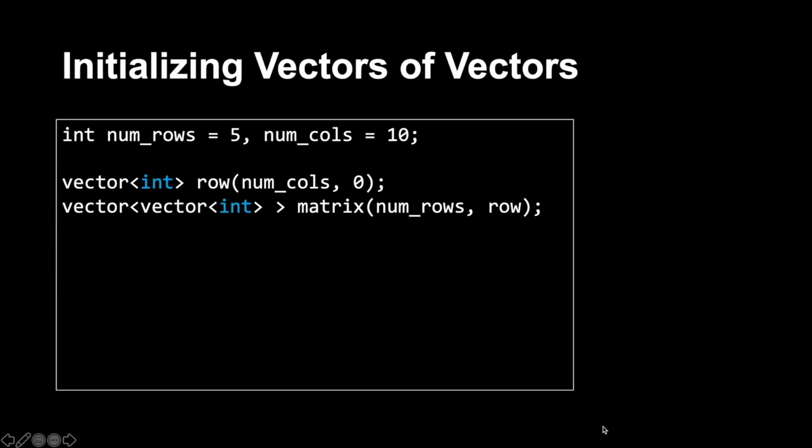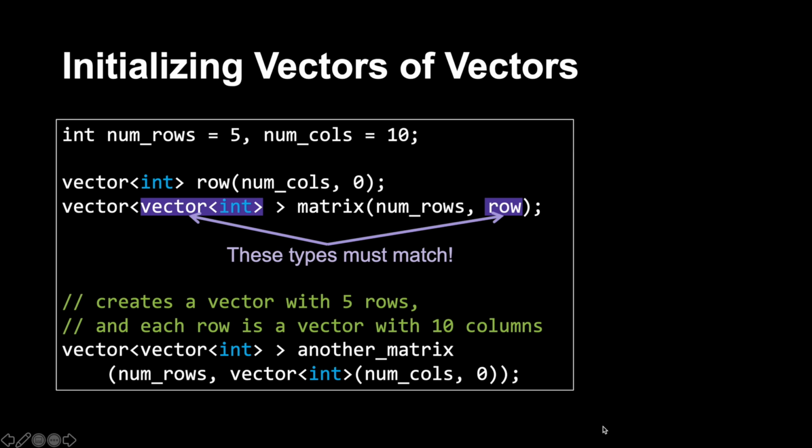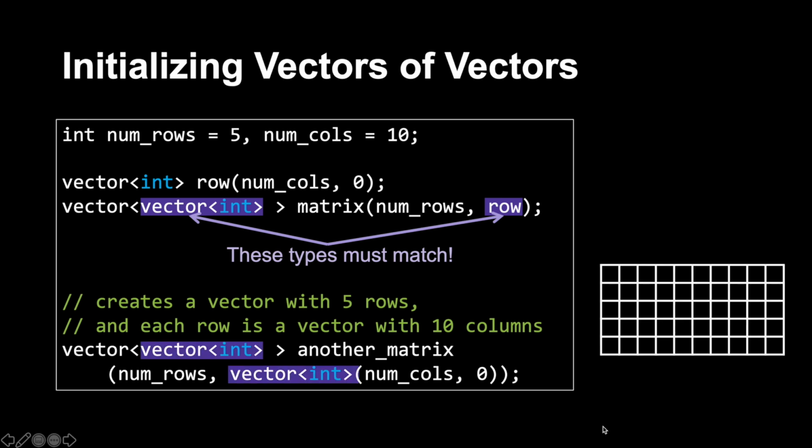Another way to initialize a vector of vectors is to specify the number of rows and the row we want to initialize our matrix with when we are declaring our vectors of vectors. We need to make sure that row, the variable we're using to initialize our vector of vectors, matches the type that we specify. We can also use the vector constructor here in place of the variable row, so we don't have to create another variable. Again, we need to make sure that our types match here. Both of these ways are equivalent, and they both create a 2D vector with 5 rows and 10 columns.